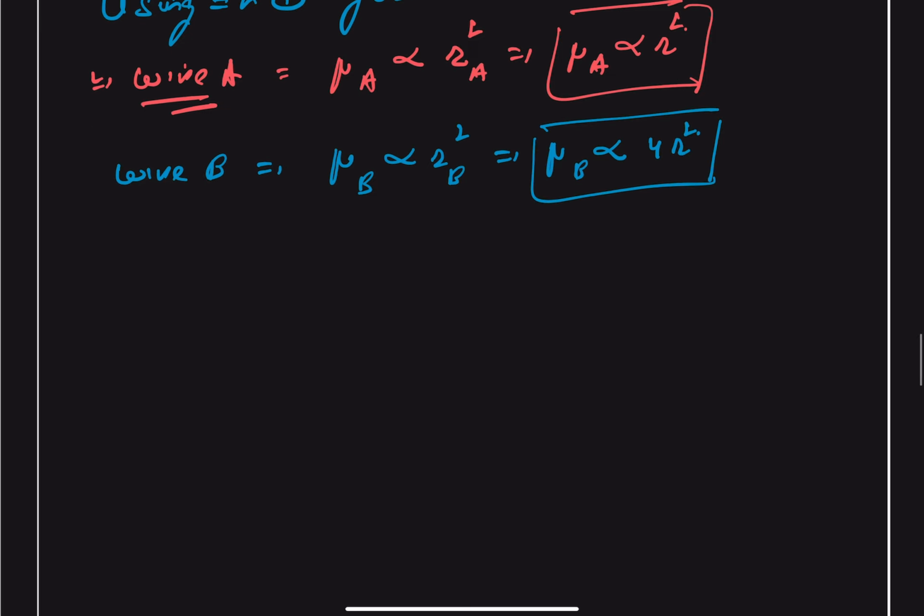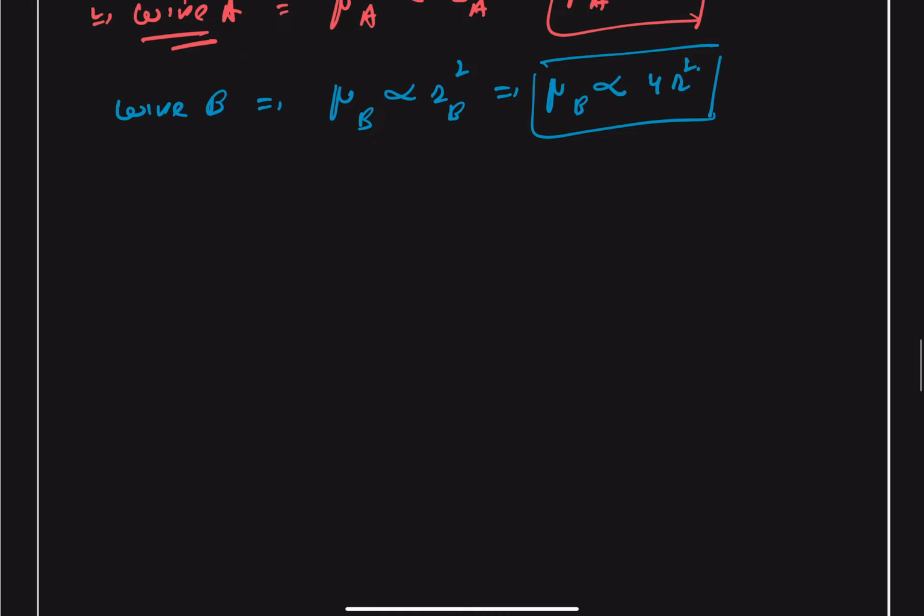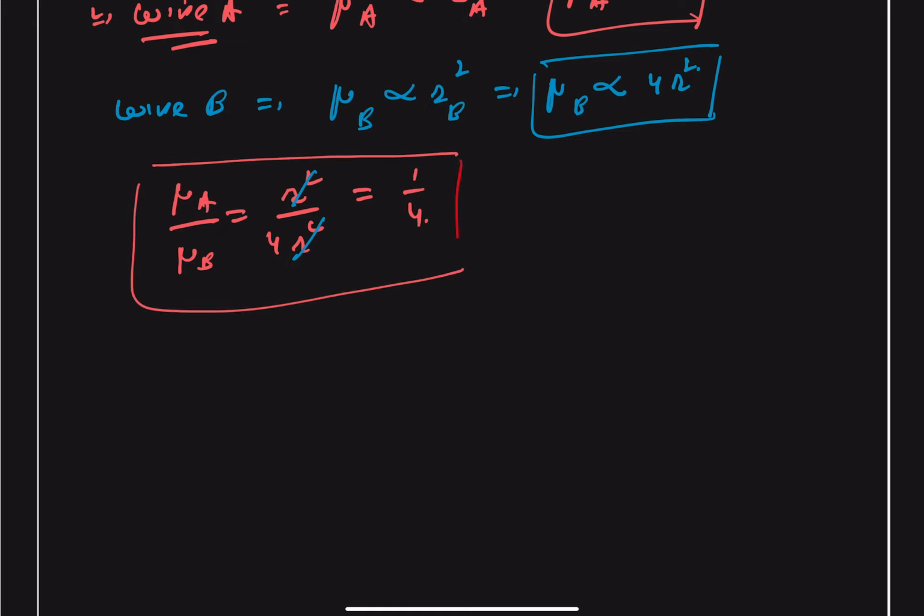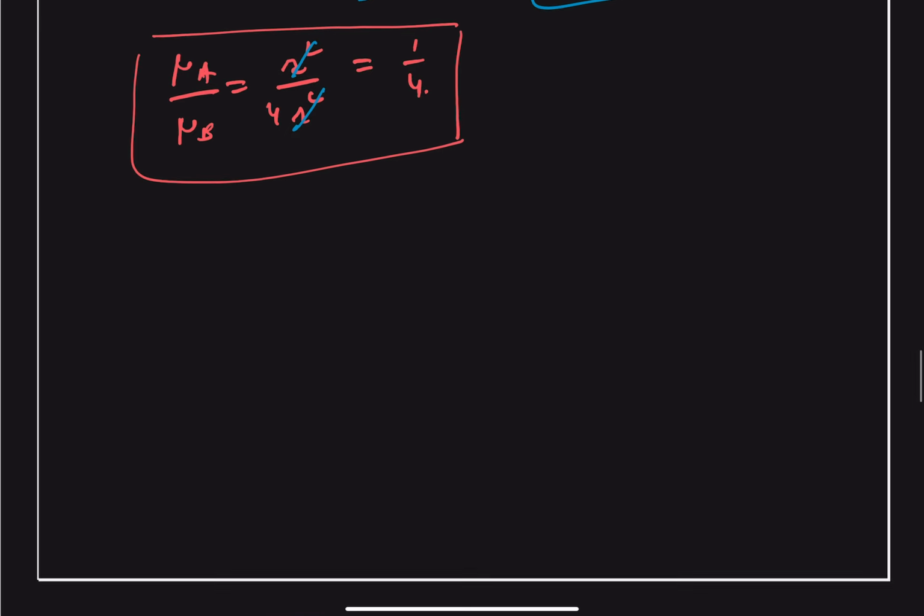So we can easily find out their ratio. We can write that mu A upon mu B is equal to r square upon 4r square. R square and r square cancel out, and this gives us 1 upon 4. So we found out the relationship between their respective linear mass densities. Now we come back to the equation for the wave speed.